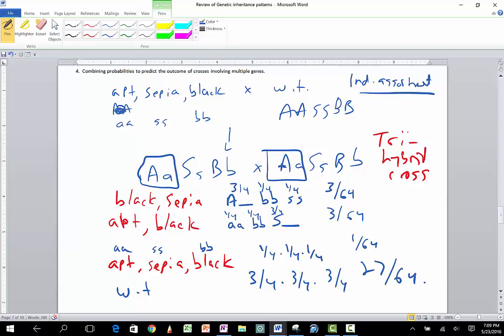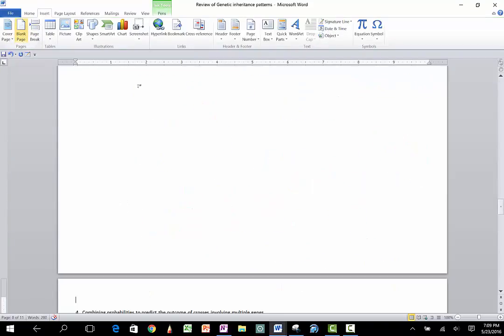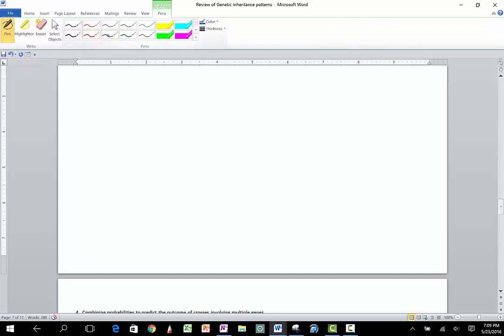So we just analyze each gene independently, and then we can calculate the overall probabilities. You could do a million genes. I wouldn't want to do a million genes, but you can. You might need a computer. So let's sort of generalize it, and we'll mix it up a little.